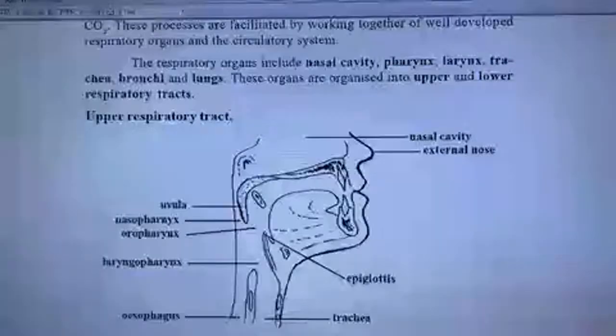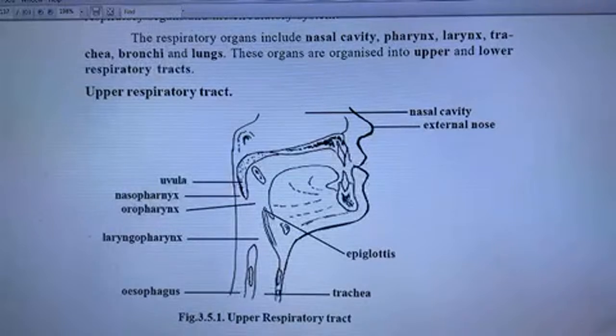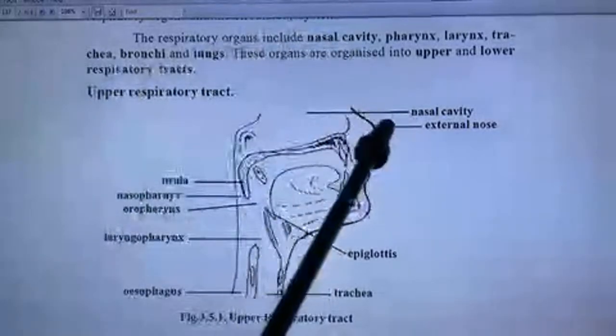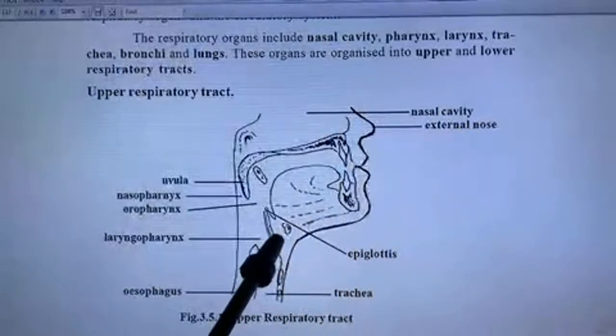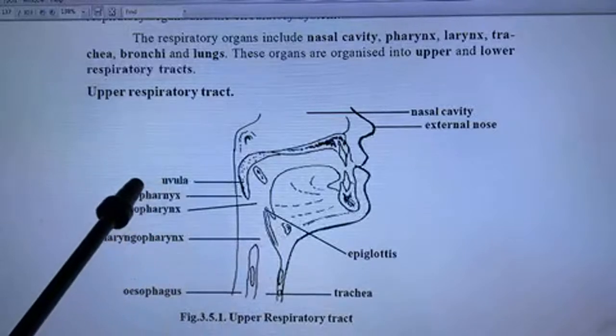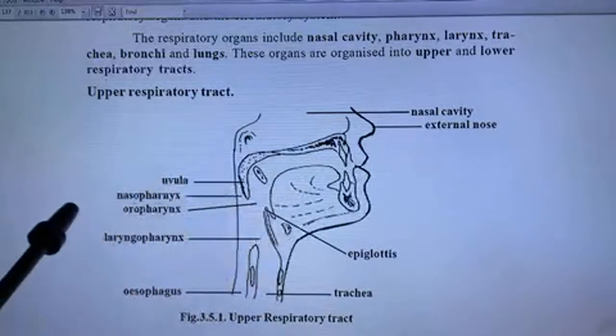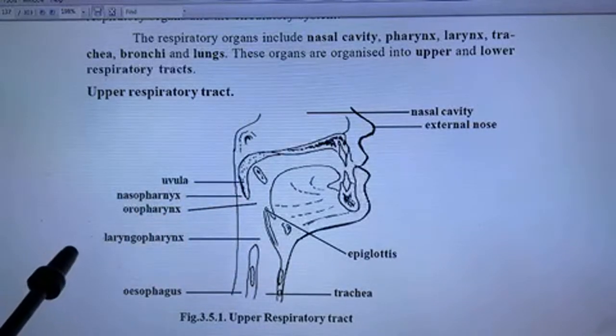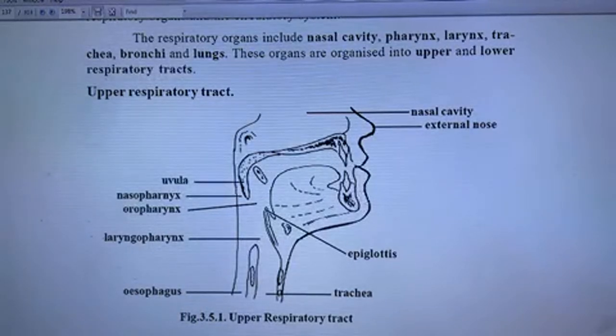Upper respiratory tract. Nasal cavity, external nose, epiglottis, trachea, uvula, nasopharynx, oropharynx, laryngopharynx, esophagus, upper respiratory tract.